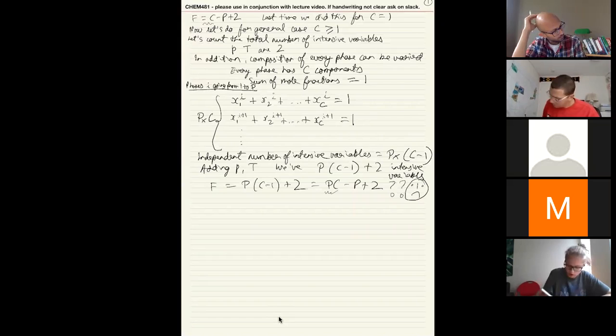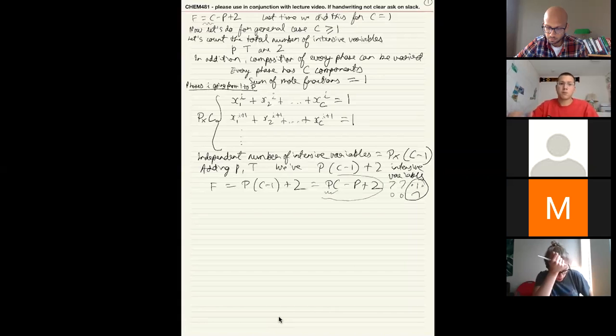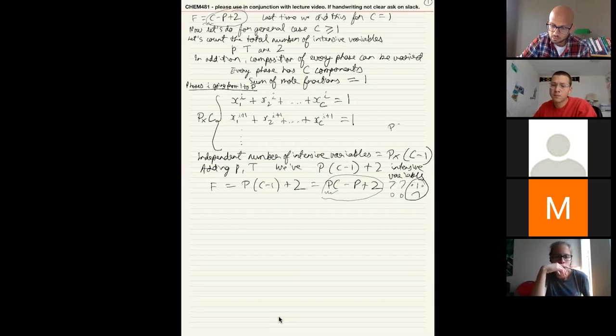What are the constraints that we forgot about? So P is more than 1, right? You have more than 1 phases. So this is telling us that the number of degrees of freedom, this number PC minus P plus 2, is going to be much larger than the number C minus P plus 2. That makes sense, right? Because PC is more than P.